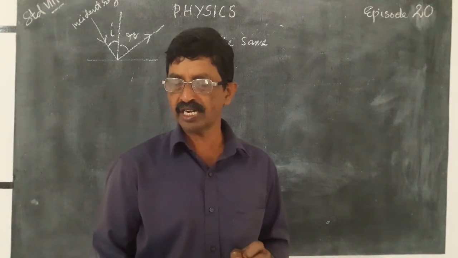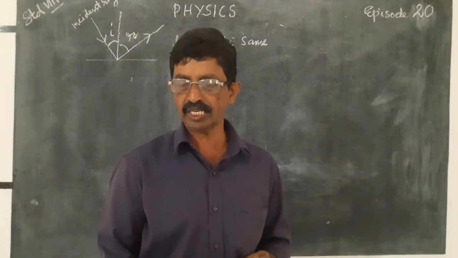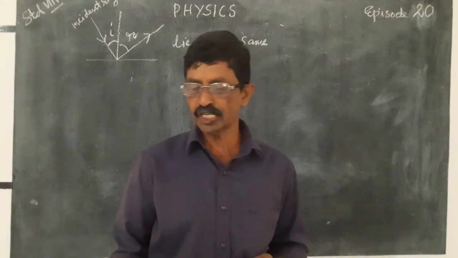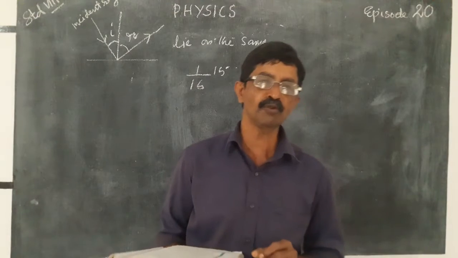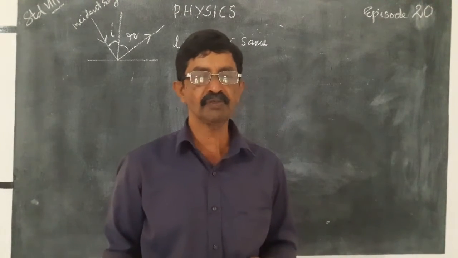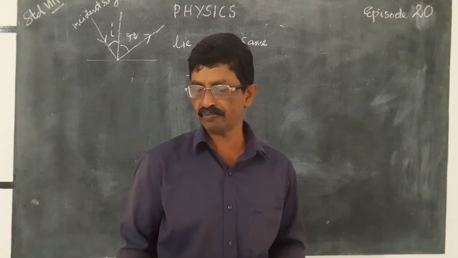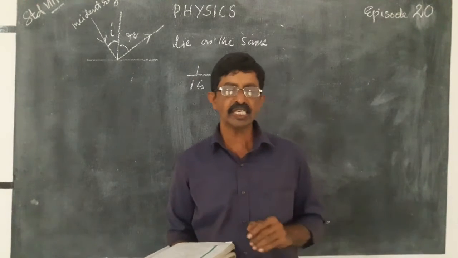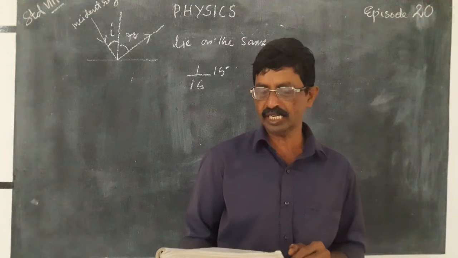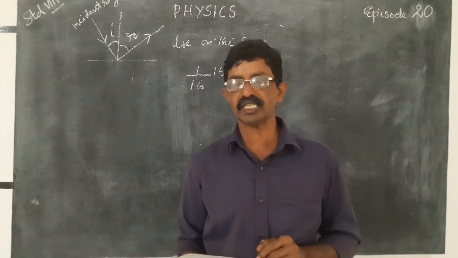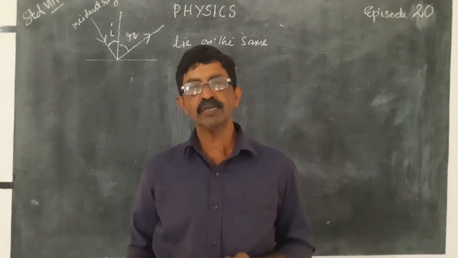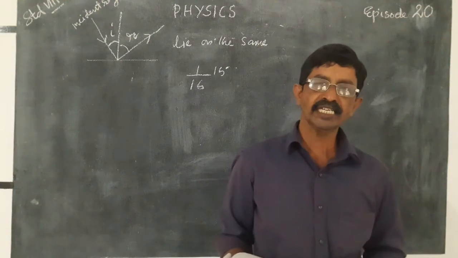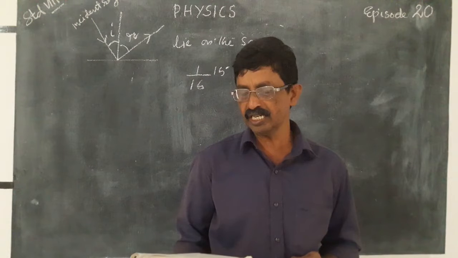Mention whether regular or diffused reflection will take place when a beam of light strikes each of the following. Justify your answer in each case. A polished surface is a smooth surface, so the reflected rays become parallel, so it is a regular reflection. Then B, chalk powder. That surface is not smooth, so the reflected rays are not parallel. On a cardboard surface there are too many irregularities, with too many pits and mounds, so the reflected rays are not parallel. Hence it is diffused reflection.